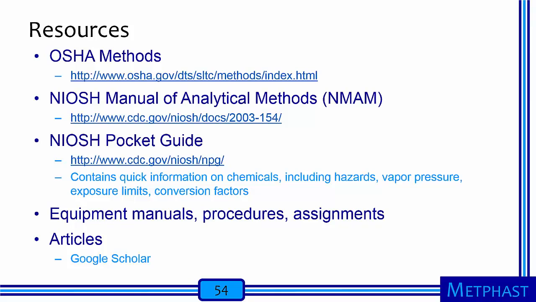These are the key resources that I've referred to in this presentation. They include OSHA methods and permissible exposure limits. There are the NIOSH Manual of Analytical Methods, the NIOSH Pocket Guide, equipment manuals, procedures, and assignments. And then finally, articles are important to be able to go find on your own, and I recommend Google Scholar for that.